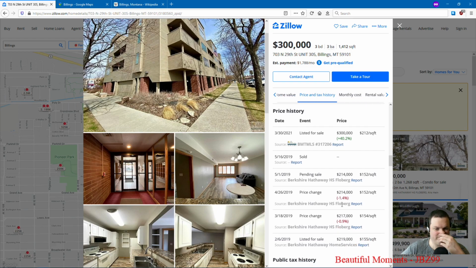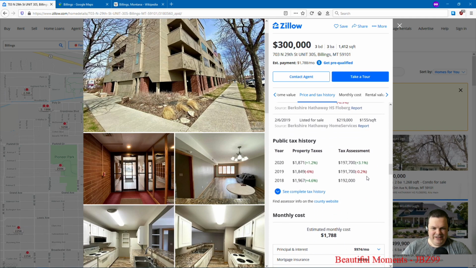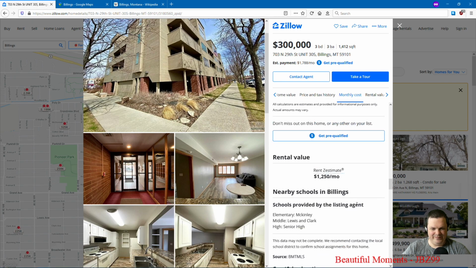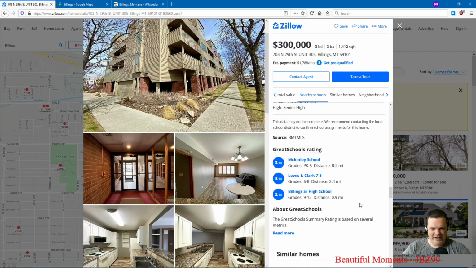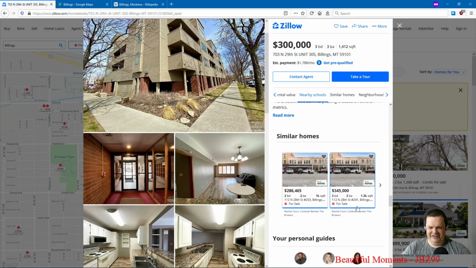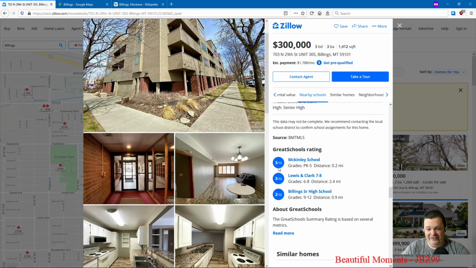It looks like they had trouble selling it initially. Sold for 214,000, and now they're selling it for 300 2 years later. So I wonder if they did work on it. Its property taxes aren't super high. I don't know anything about the schools. Who knows? They're really low rated, though. These are actually very low. Like, these are shitty schools.